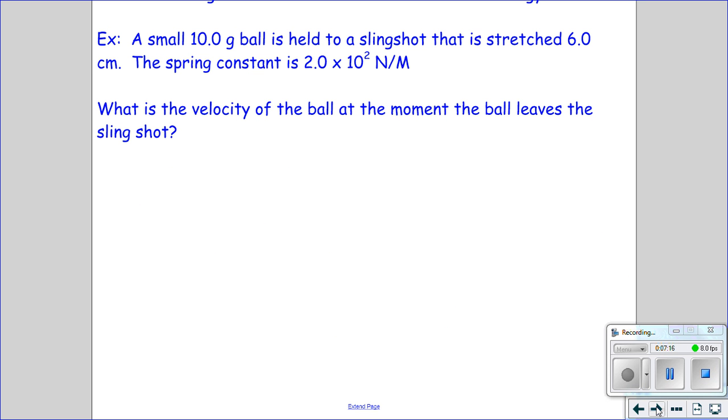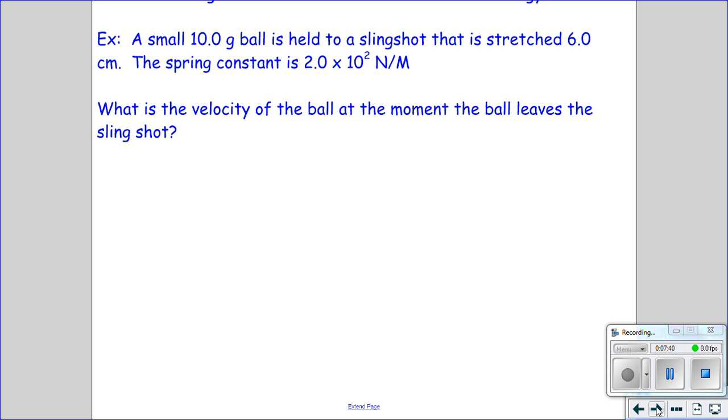So here's an example of a problem that you'll see in the law of conservation of mechanical energy. A small 10.0 gram ball is held to a slingshot that is stretched 6.0 centimeters. The spring constant is 2.0 times 10 to the second newtons per meter. I would like to find the final velocity of the ball as it leaves the slingshot.